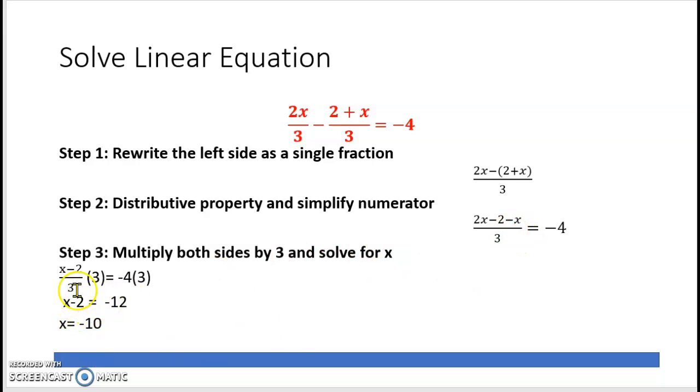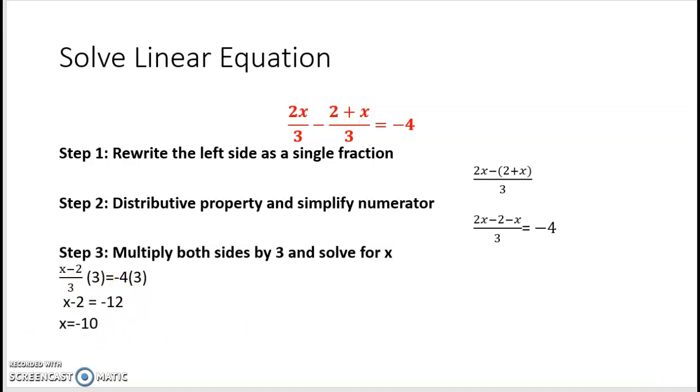And then you get rid of the 3 here, and then you get x minus 2 after we simplify this numerator here. And then we get -12 because we multiplied -4 by 3. Then you add 2 on both sides, you get -10. So that's basically it. That's how you solve this linear equation here.